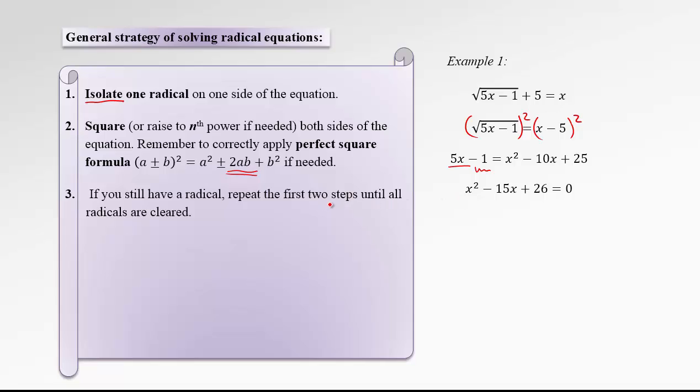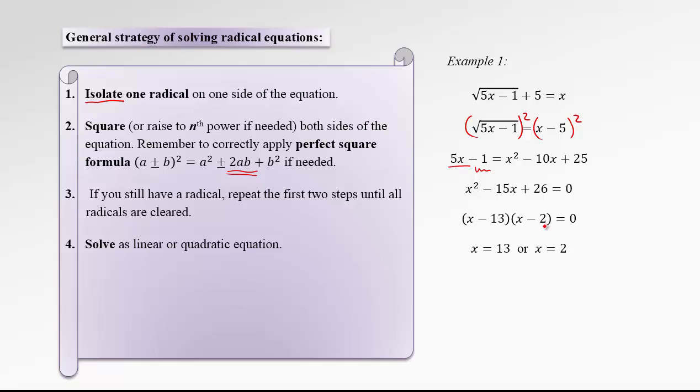So after this step, we're supposed to end up with a polynomial equation, which obviously we need to solve. Usually it's a linear or quadratic equation, but it could be some higher degree polynomial as well. In our case, it's a quadratic equation. We can go through factoring. So we prepare two brackets, x and x, and we're looking for two numbers that will give product 26 and sum 15. That happens to be 13 and 2.